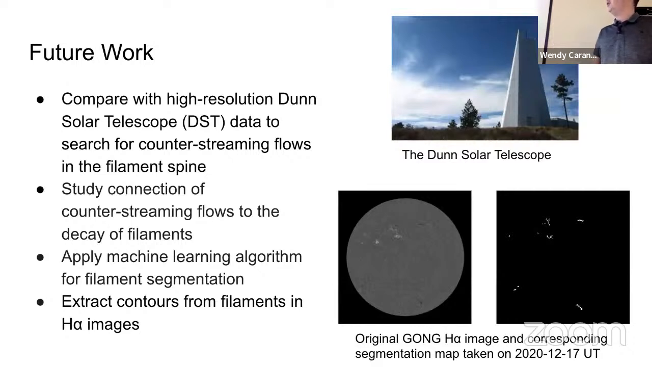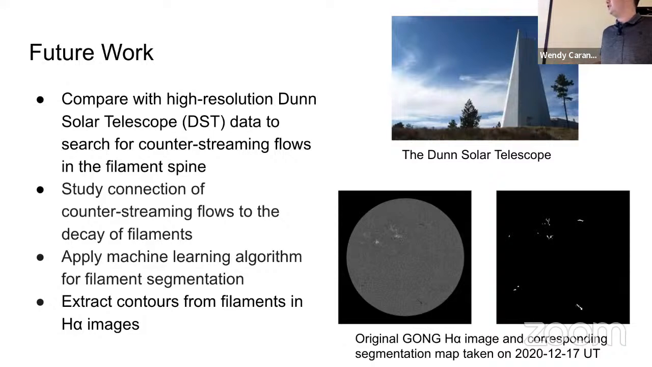And we want to search for counterstream flows in the high resolution data. In particular, we're looking to see if there's a connection between these flows and the decay of filaments. Another thing that we can do is try to make segmentation maps, which is basically extracting the filaments from the H-alpha images.